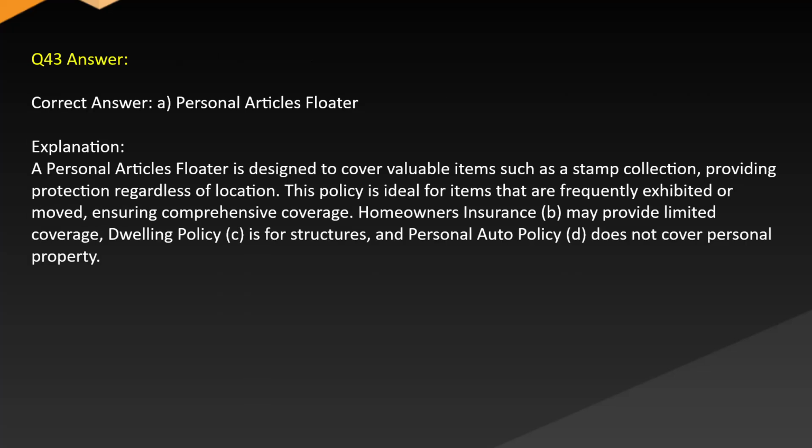Personal articles floater. Explanation: A personal articles floater is designed to cover valuable items such as a stamp collection, providing protection regardless of location. This policy is ideal for items that are frequently exhibited or moved, ensuring comprehensive coverage. Homeowners insurance, B, may provide limited coverage. Dwelling policy, C, is for structures, and personal auto policy, D, does not cover personal property.